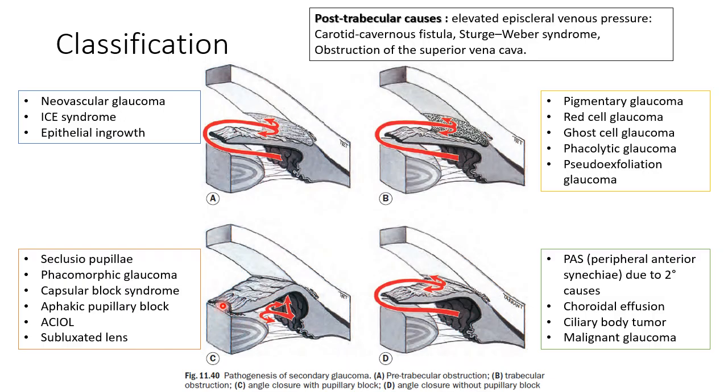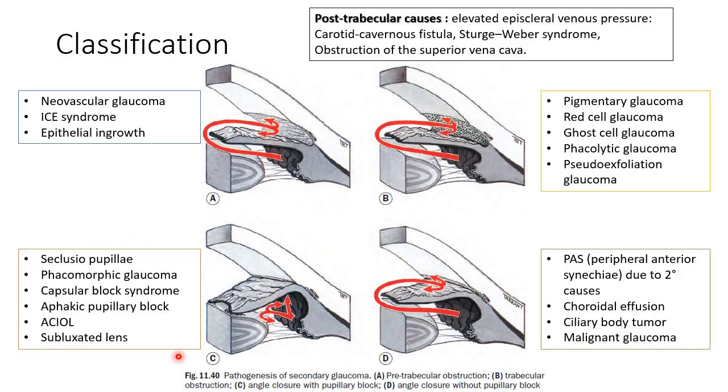So this is one. Phacomorphic glaucoma. Now in phacomorphic, what happens? This lens is just intumescent and swollen, and it comes forward and blocks the pupil, so the aqueous cannot escape. Capsular block syndrome. Aphakic pupillary block, I'll be talking about the mechanisms. ACIOL and subluxated lens.